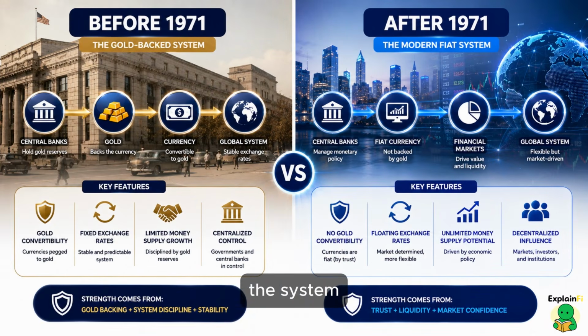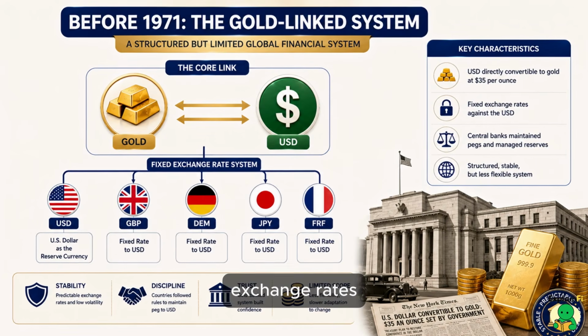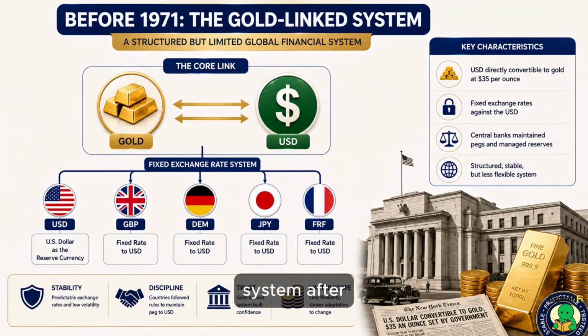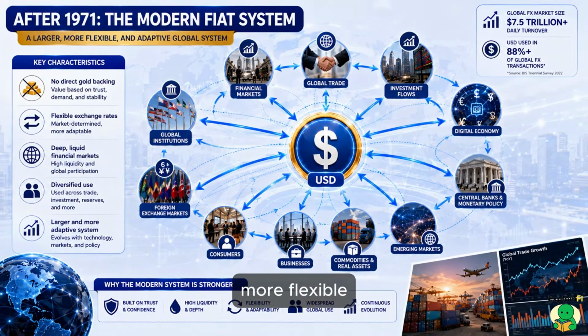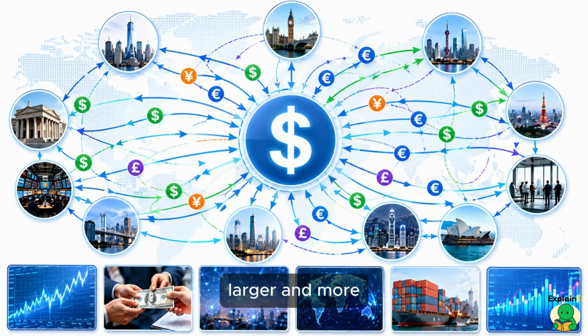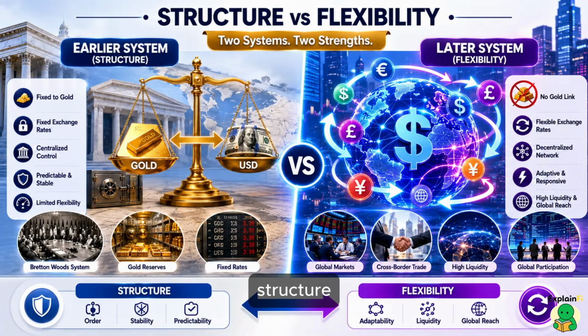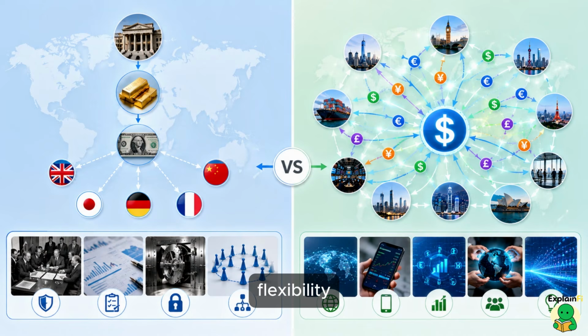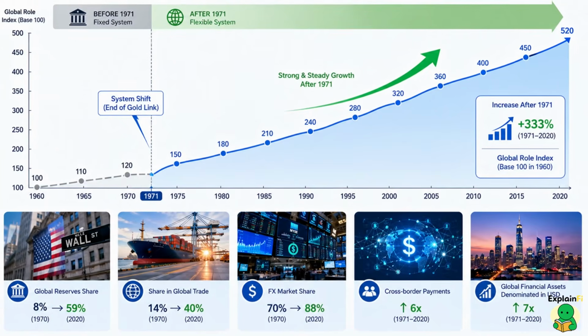Let's compare the system before and after 1971. Before, dollar linked to gold. Fixed exchange rates, structured but limited system. After, no direct gold backing, more flexible exchange rates. Larger and more adaptive system. The earlier system offered structure, the later system offered flexibility. And flexibility allowed the system to grow further.